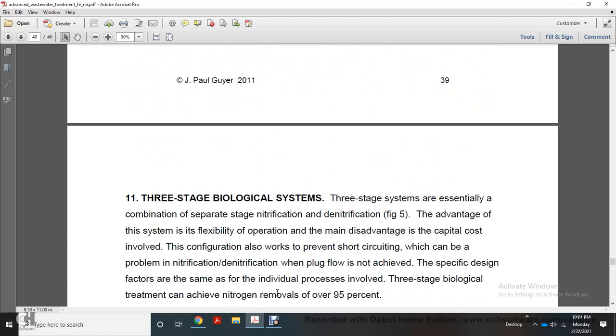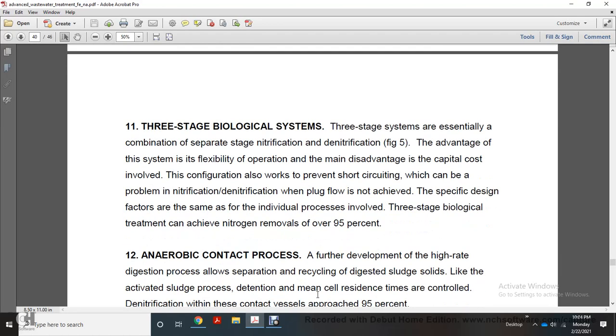Alright, three-stage biological system. The three-stage biological system is a combination of separate stage nitrification and denitrification. The advantage of the system is flexibility of operation. The main advantage is the capital cost for the configuration, which also works with short circuiting, which could be a problem for nitrification and denitrification. Flow does not achieve specific design factors, same as for an individual process involved. The three-stage biological treatment can achieve nitrogen removal of overall 95%.